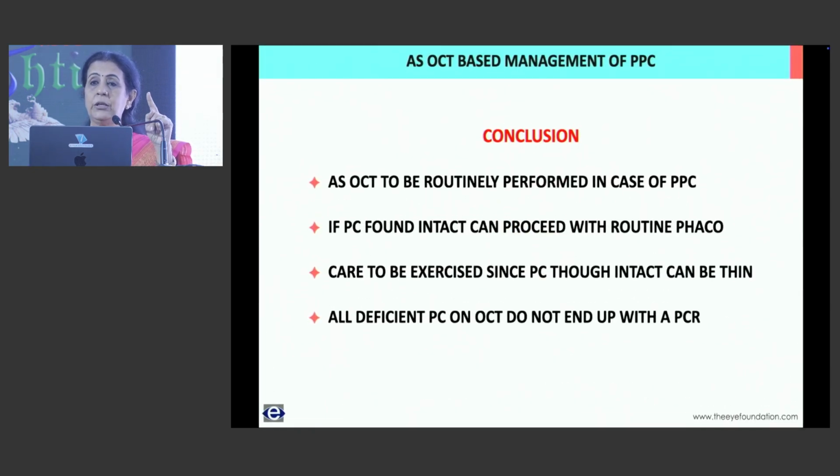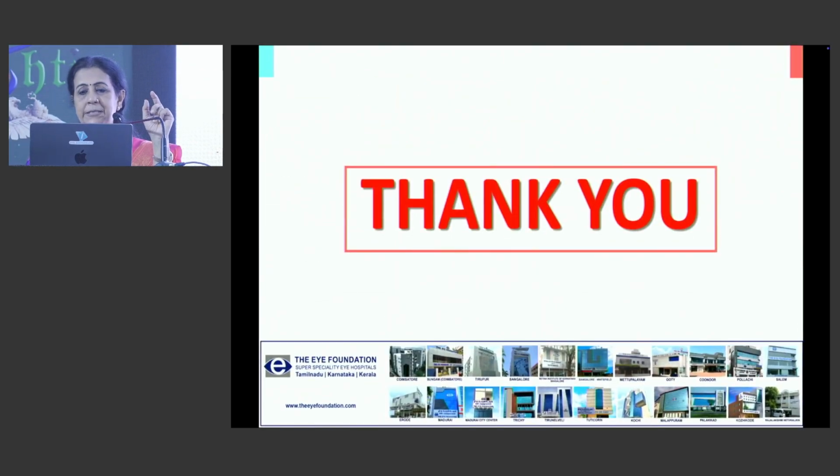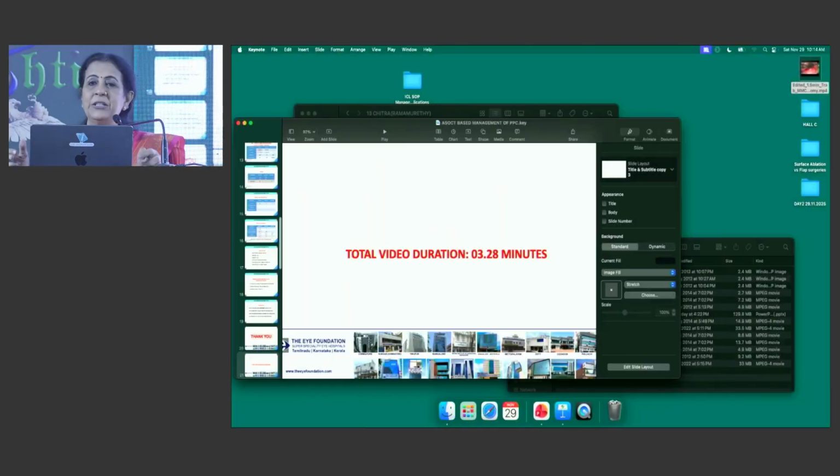So I would like to conclude stating that ASOCT should be routinely performed in all cases of PPC. If the PC is found intact, do a routine phaco. Care should be exercised. However, the PC, though intact, can be thin, and all deficient PCs do not end up with a PCR. So thank you very much.